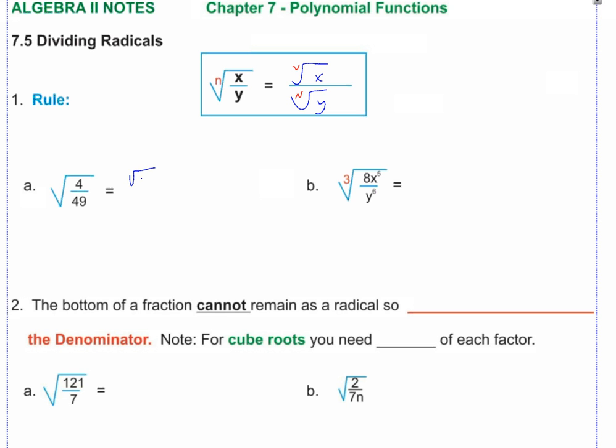So in this first one, it's just the square root of 4 over the square root of 49, right? Pretty simplistic. And this is 2/7. Nothing earth-shattering there. You're able to split it up. So the second one, just be careful because you're looking at a cube root.